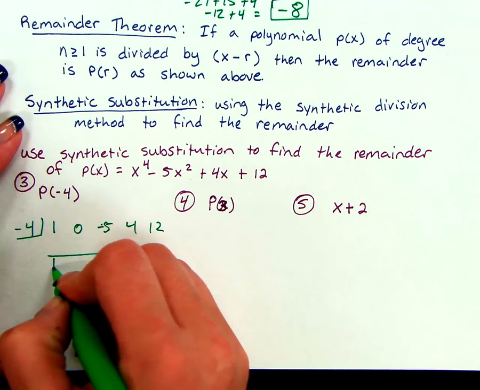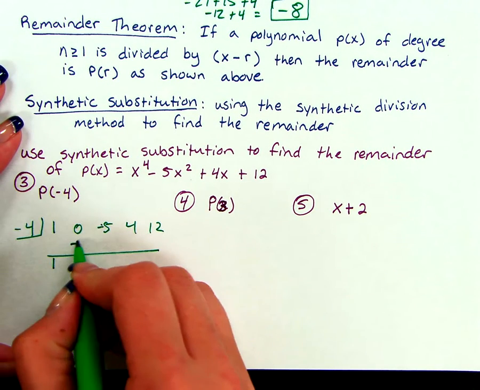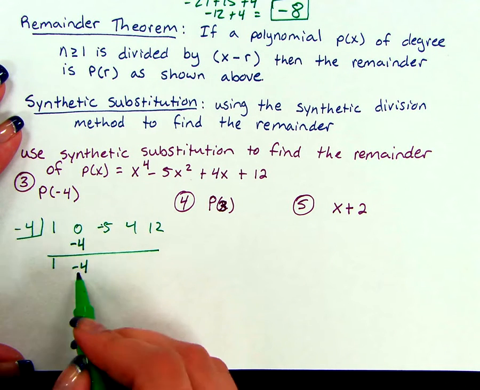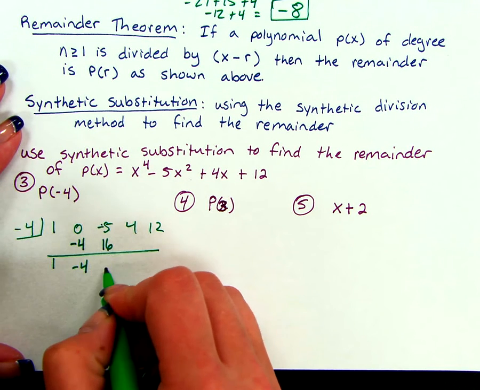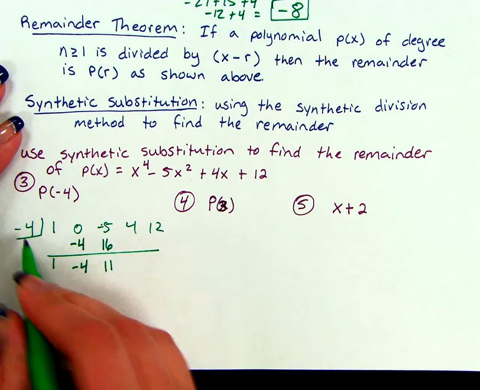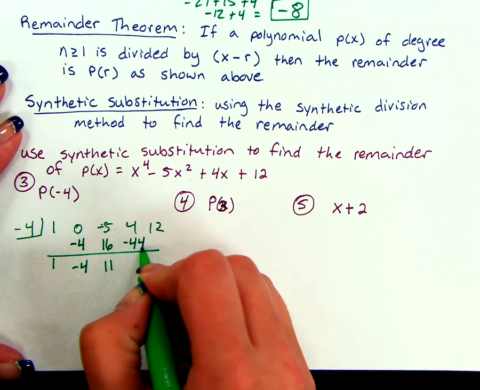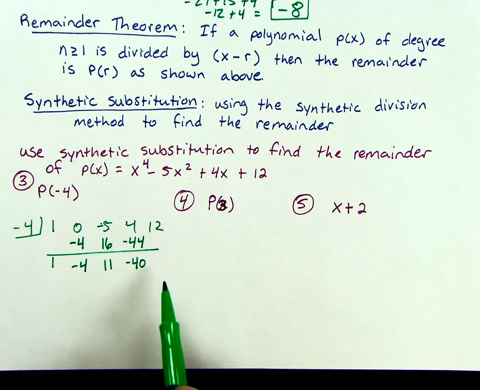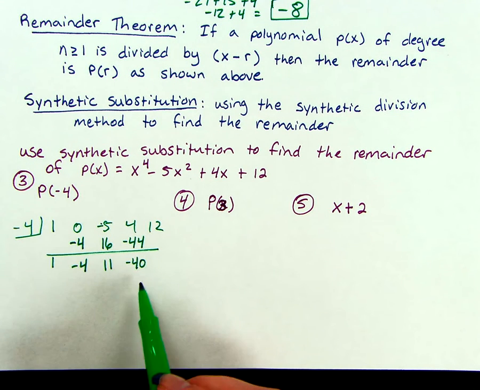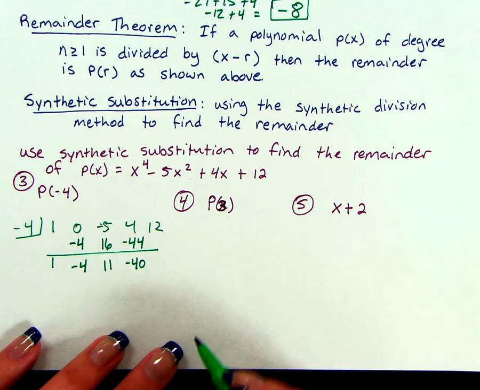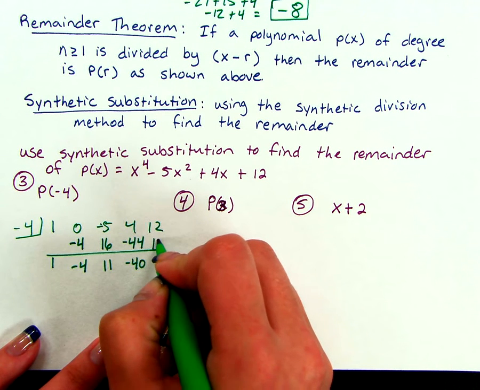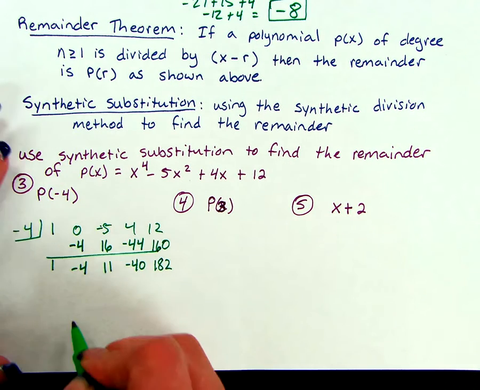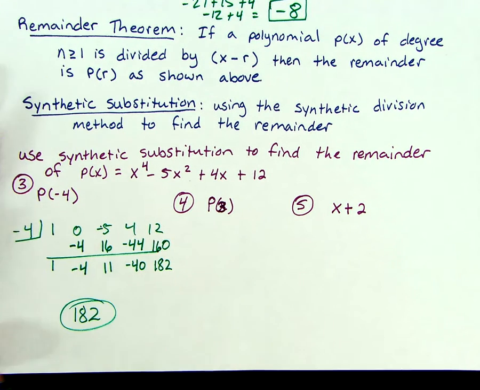All right, so 1 comes down. -4 times 1 is -4. Add to get -4. -4 times -4 is 16. Add to get 11. -4 times 11 is -44. Add to get -40. And then -40 times -4 is 160. And then we are adding to get 182. So our final answer for this problem is 182.